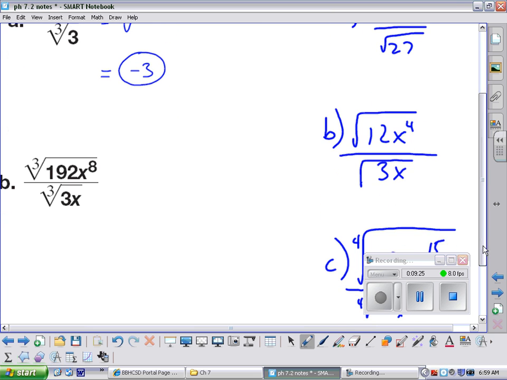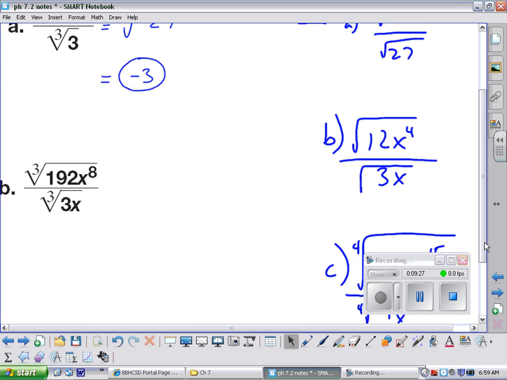This guy down here, we're going to go ahead and start him again with, well, what's 192 divided by 3? That should be 64. That's a nice number. And x to the 7th, because 8 minus 1 is 7 for my exponents here on the x. Don't change my index. Index is still 3. And now we're ready to rock and roll and simplify. What number times itself 3 times is 64? That would be 4.